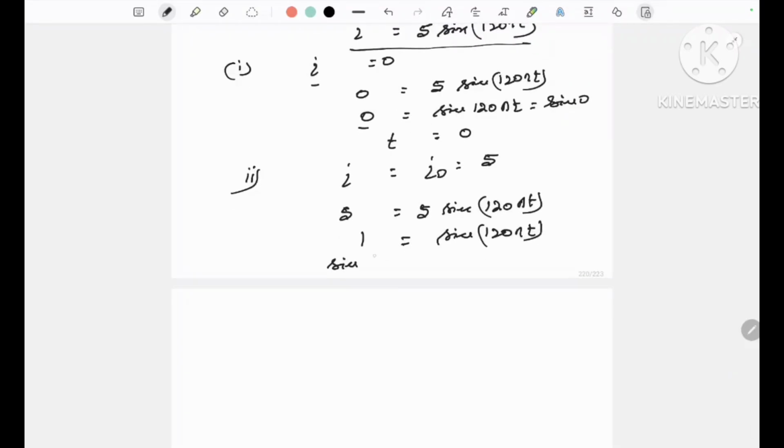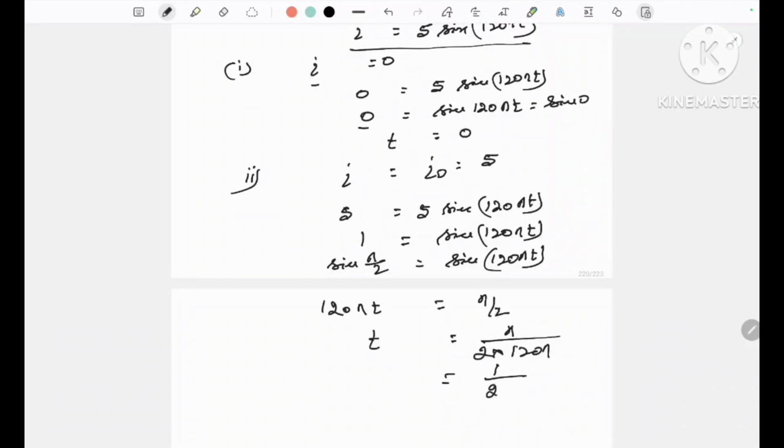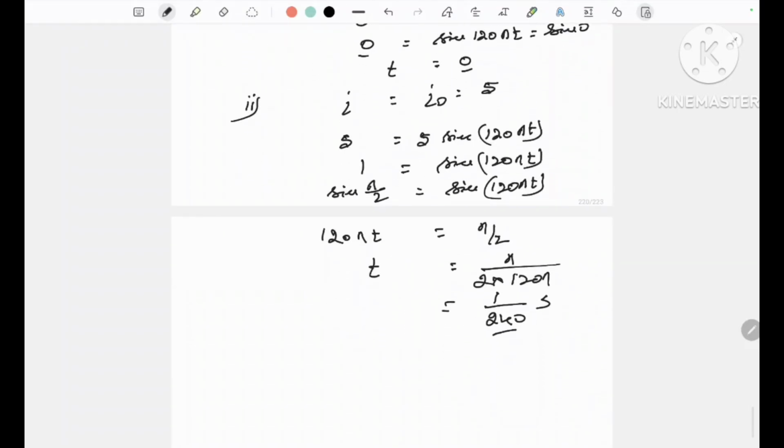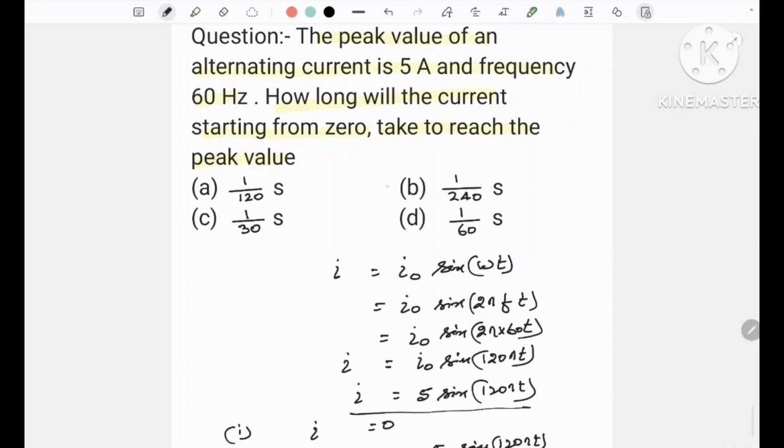1 is sin pi by 2, which is equal to sin 120 pi t, or 120 pi t is equal to pi by 2, or t is equal to pi by 2 into 120 pi, which is 1 by 240 second. So time taken is 0 to 1 by 240 second. So time is equal to 1 by 240 minus 0, which is 1 by 240 second. The time taken is this, B is the correct option.